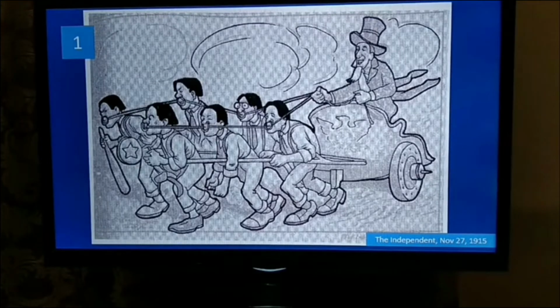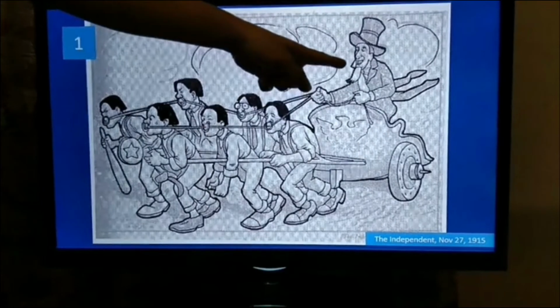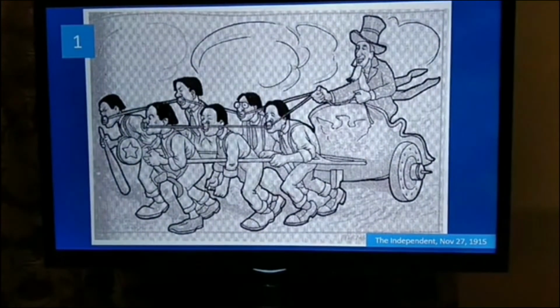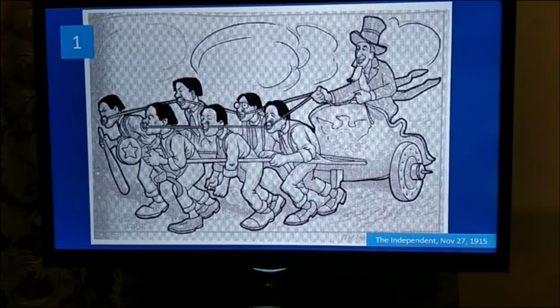Now, the guy there riding the chariot is Uncle Sam. And he's wearing a tall hat. That is how Uncle Sam looks like. He has a white beard. He wears a tuxedo also, and he's tall and slender.